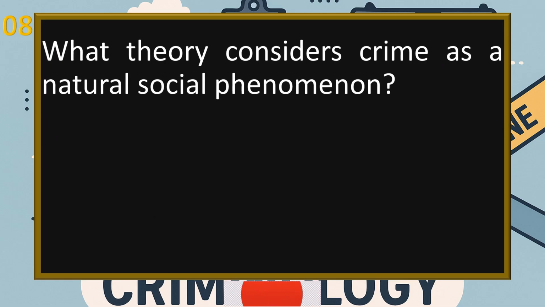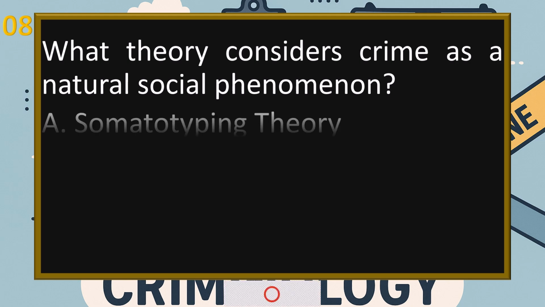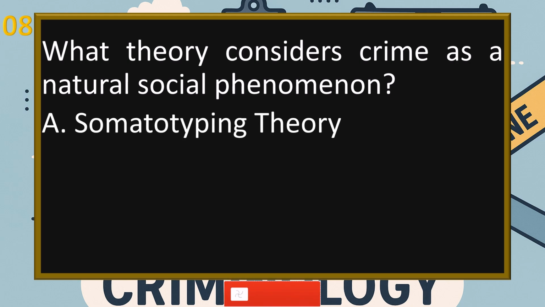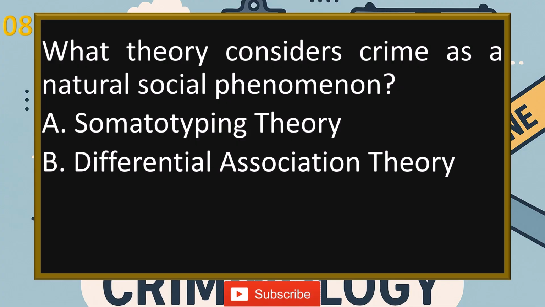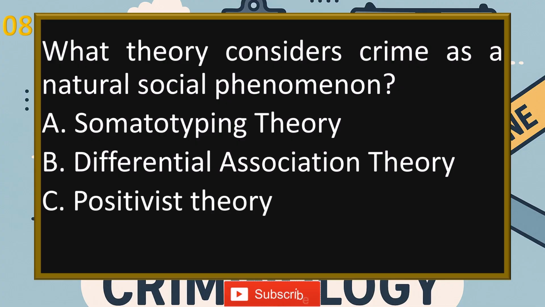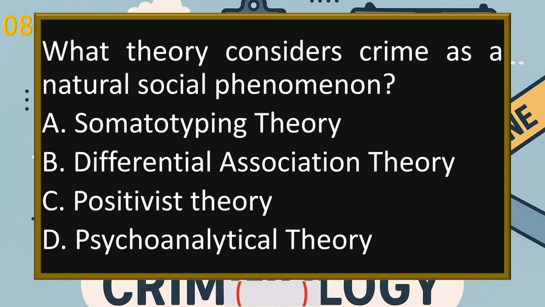What theory considers crime as a natural social phenomenon? A. Somatotyping theory. B. Differential association theory. C. Positivist theory. D. Psychoanalytical theory.